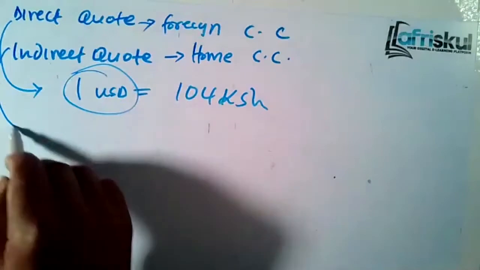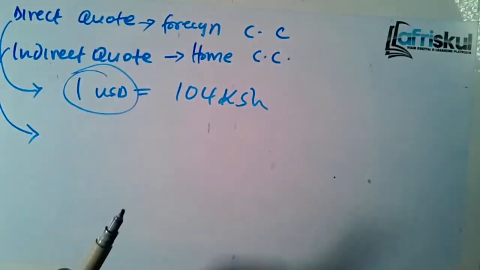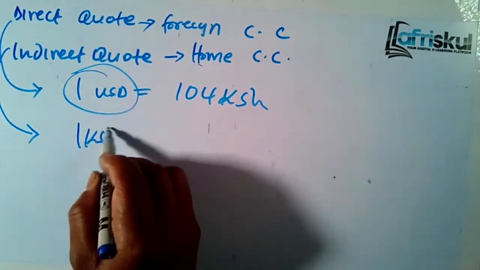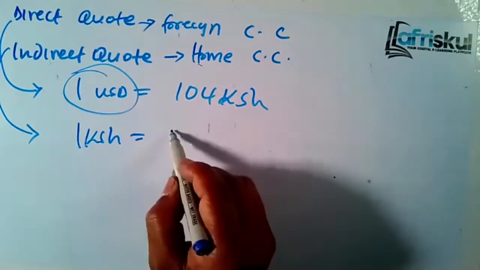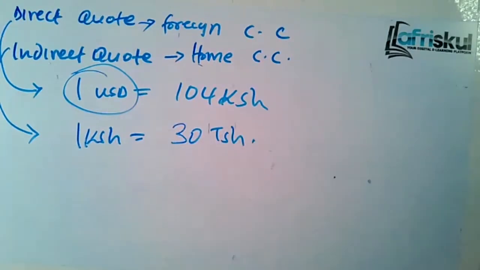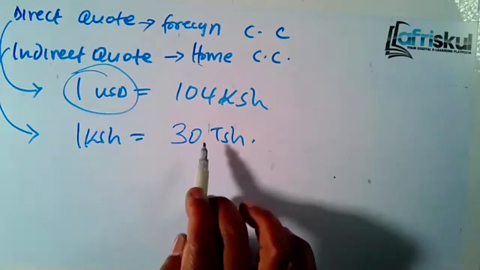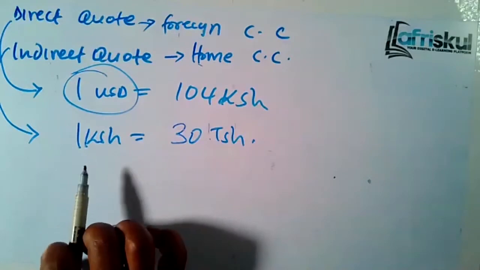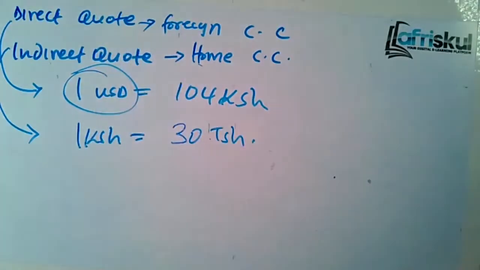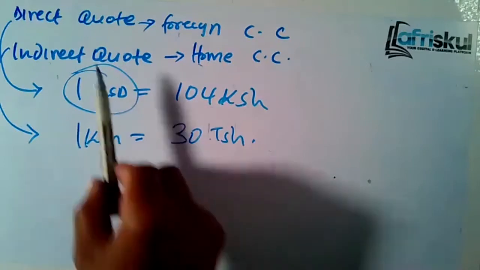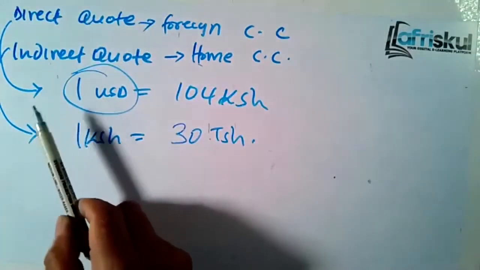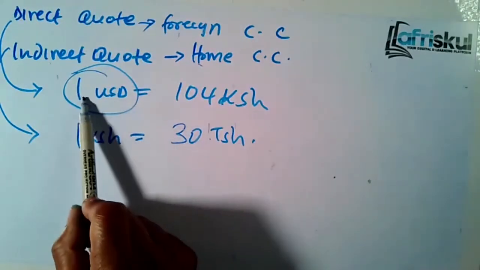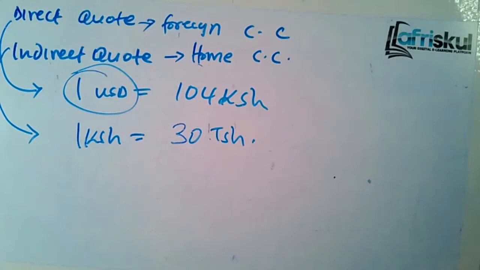Now, for the indirect quote, we have said that the home currency is the commodity. For example, 1 Kenyan shilling is equal to maybe 30 Tanzanian shillings. In this case, that means you require that many Tanzanian shillings for you to acquire just 1 unit of Kenyan shillings. So you don't have to cram them, just get the direct quote. If you get the direct quote, you don't have to know the indirect quote. Direct quote, 104 Kenyan shillings is equal to $1. So that's direct. So indirect is the vice versa.